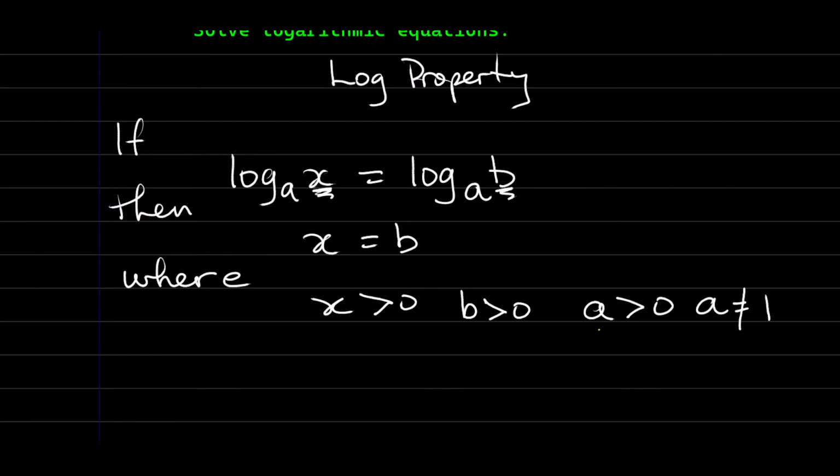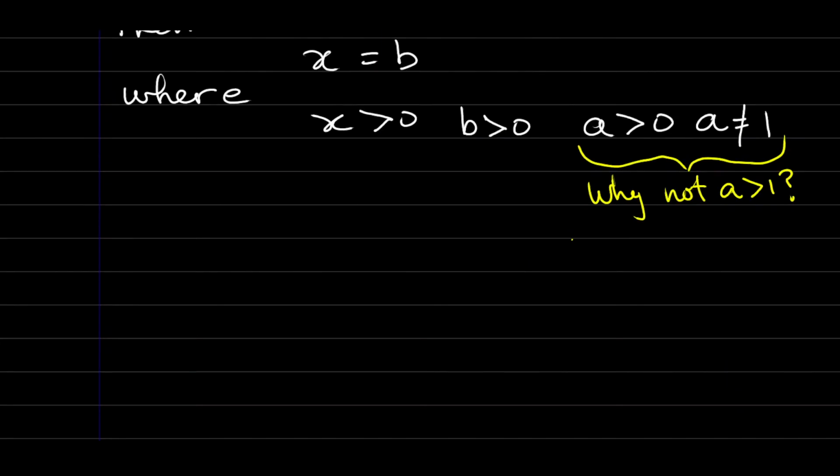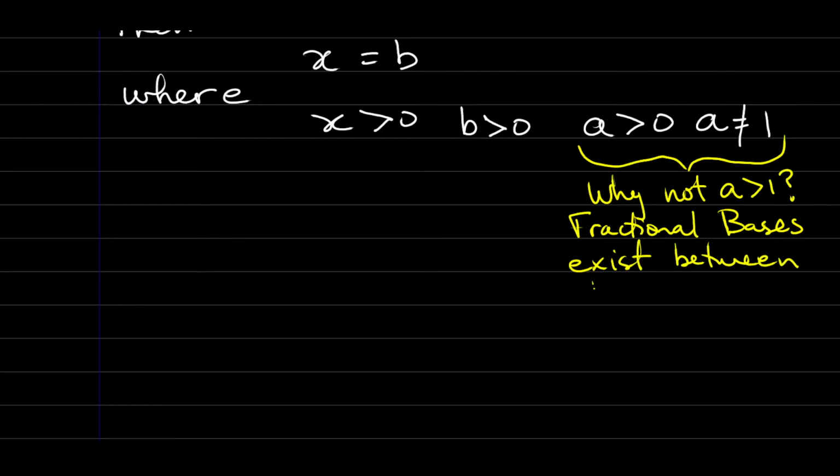Now you might start to think to yourself, well, okay, if it's greater than 0 and not equal to 1, why not just say greater than 1? Why not a greater than 1? Well, that's because everything between 0 and 1 is basically a fraction, and those are your fractional bases. Fractional bases exist between 0 and 1, however you choose to say it.